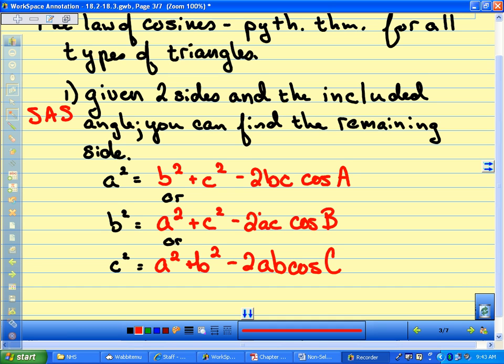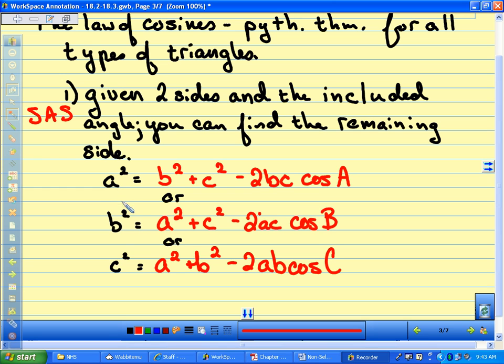Now there are a couple different operations going on in this formula. We've got squaring, addition, subtraction, and multiplication. Which parts need to be done first? We've got to square first, then the multiplication, then the addition, and then the subtraction. So you've got to be very careful to follow your order of operations here.